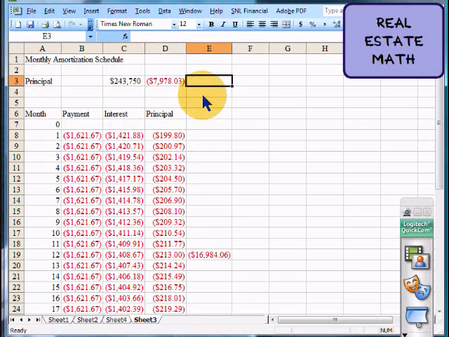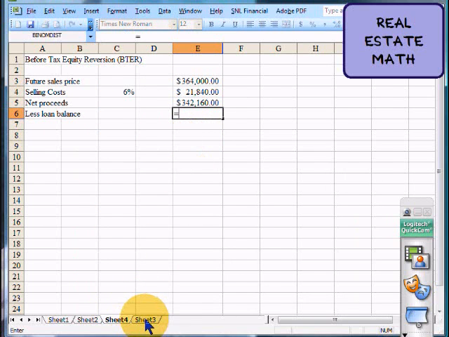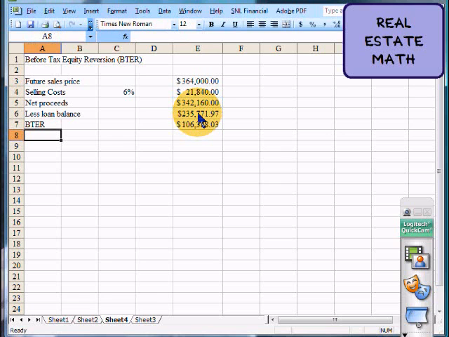And to calculate the balance of the loan at the end of this period, we're just going to subtract the principal payments from the original balance. Since it's a negative number, I'm going to add it here. So we end up with $235,700 and about $772 is the balance of the loan. So let's point to that. Again, makes this spreadsheet dynamic. So less our net proceeds minus our loan balance is going to tell us what our before tax equity reversion is. We're going to say 342 minus our loan balance. It's going to give us a before tax equity reversion of 106.